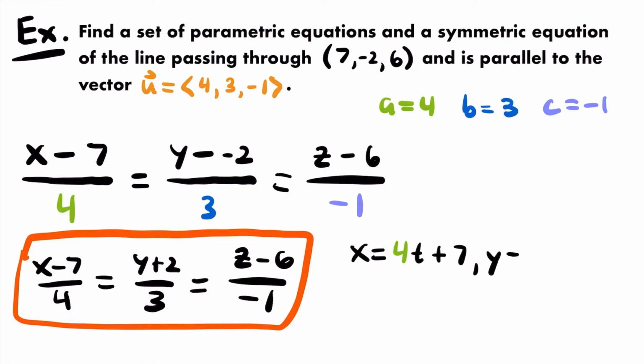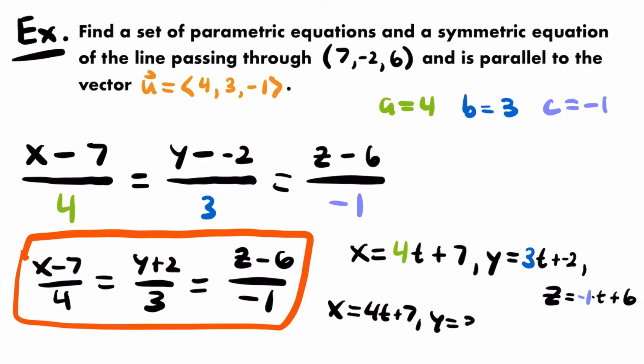Then for y, we will have b times t. All right, so we have 3 times t, and then we're adding the y coordinate, which is negative 2. So we have negative 2. And then for z, that will be equal to c times t. So we have negative 1 times t. So I'll write negative 1 times t, and then we're adding the z coordinate, which is 6. So we have 6. Okay, and so now if we simplify, we'll have x is equal to 4t plus 7, y is equal to 3t minus 2, right?